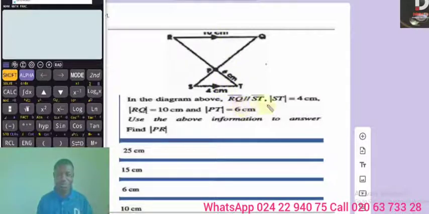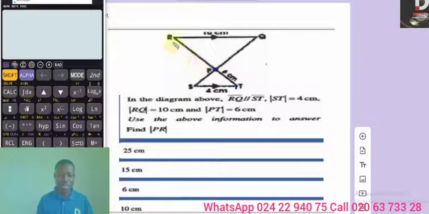I'm just telling you. ST equals 4, as you can see. RQ equals 10. Good, as you can see. Line PT equals 6. So you can see PT is also equal to 6. That's from here to here, P to T. Good. He's asking, use the above information to answer the question above. Find line PR.